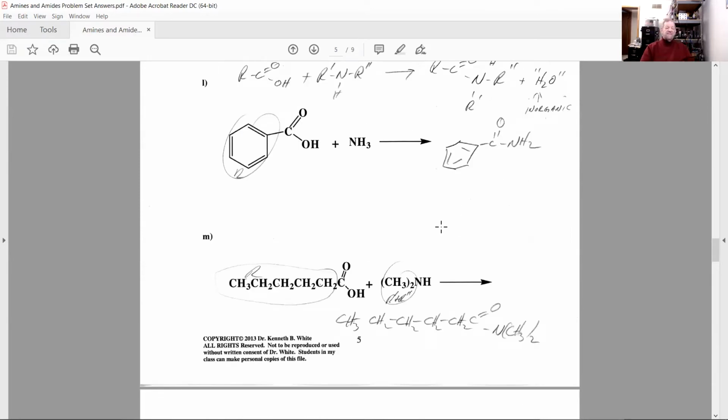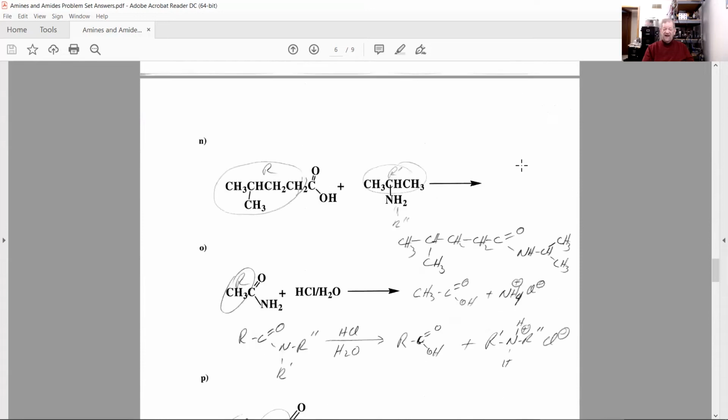And in L, sorry about that, we have a carboxylic acid. What's R? Benzene ring. Now, NH3, R prime and R double prime are hydrogen. And you form an amide where R is a benzene ring and R prime and R double prime are hydrogens. I have some more examples here.